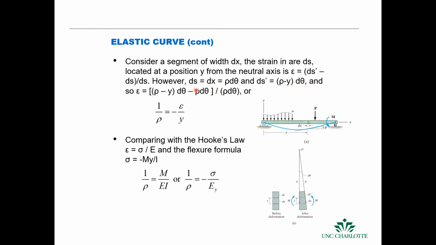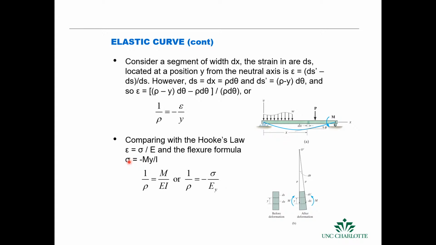Okay, so then we can call this term epsilon, which is rho minus y d theta minus rho d theta over rho d theta, or pull out the rho and say 1 over rho is equal to minus epsilon over y, where epsilon is defined as the strain. And then we can use Hooke's law, where the stress is equal to the strain times Young's modulus. And then we can plug that into the flexure formula, which we know that if we have an applied moment, we get a bending stress.